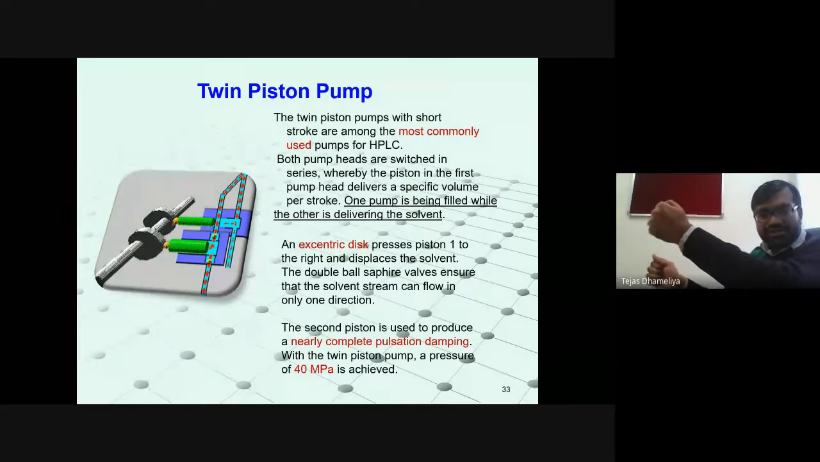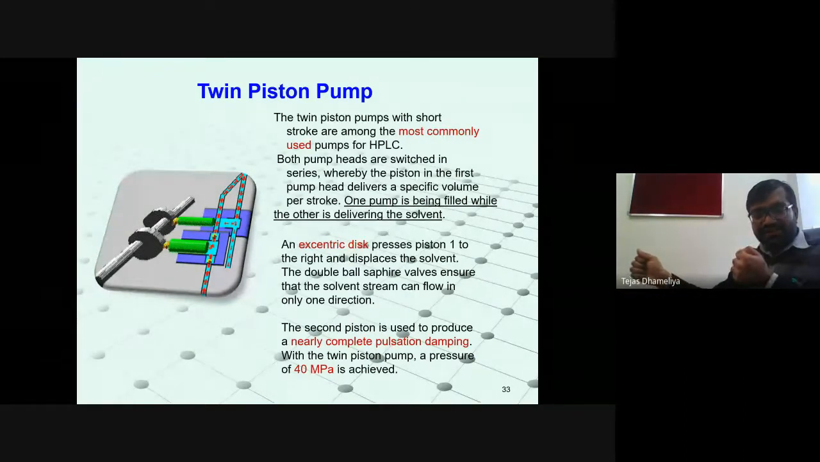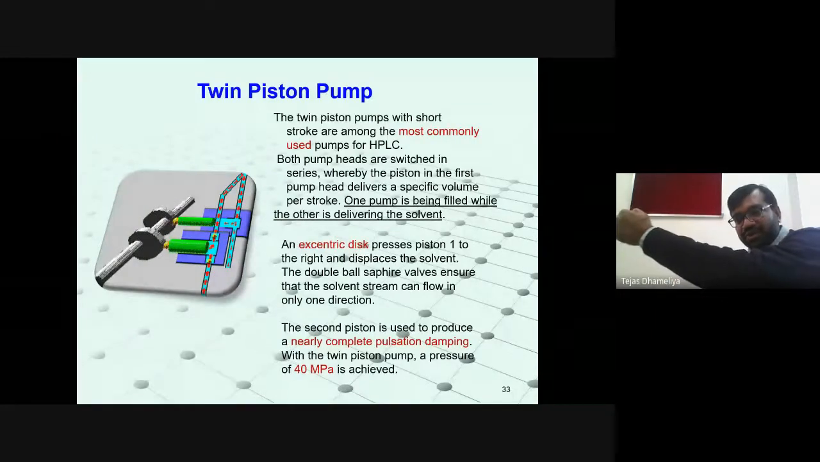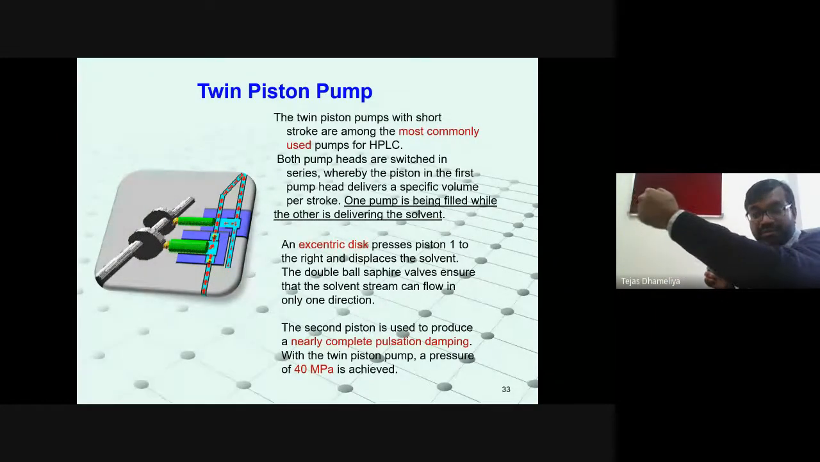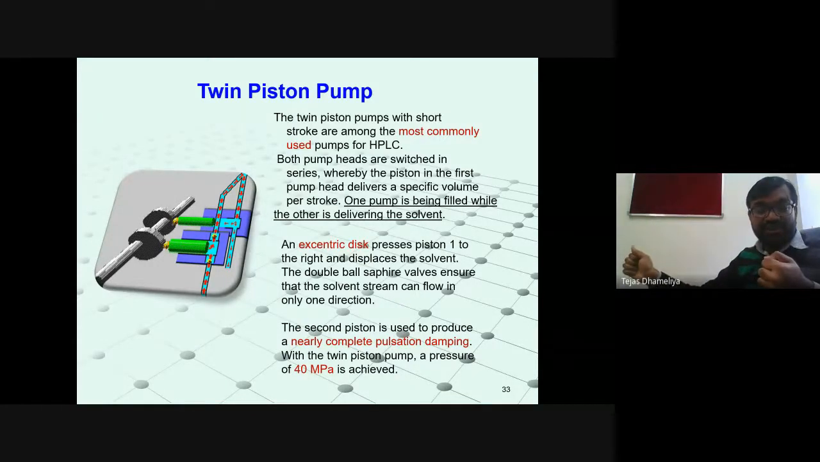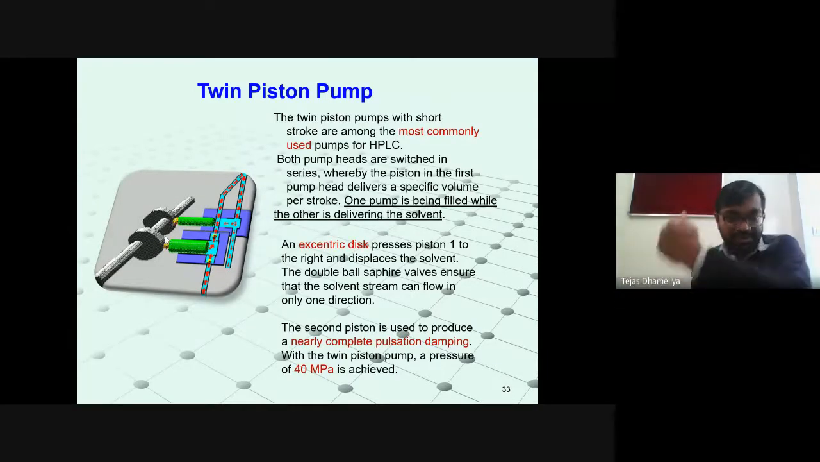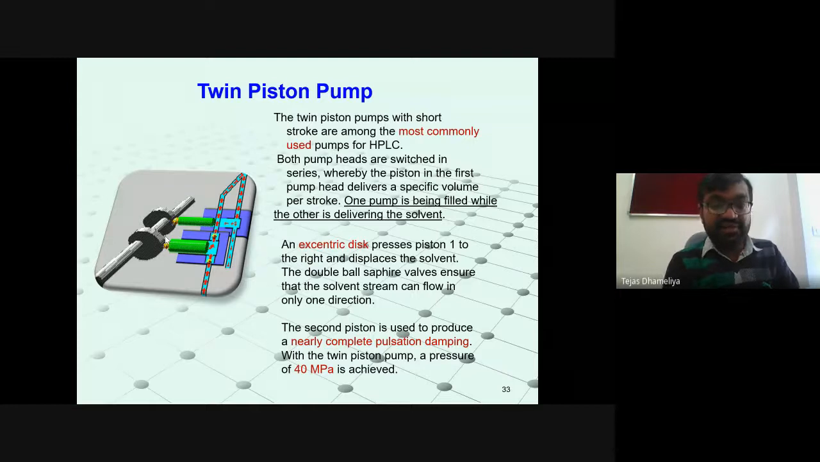But if we have two pistons together and aligned in this direction, one piston will move backward at the same time the other piston will move forward. When the top piston, or whichever piston is moving from the backside, is moving, at the same time the other piston will move forward. So this way, there are two pistons available, and these two pistons are continuously sucking the solvents, filling the reservoirs, and sending the solvents towards the column.